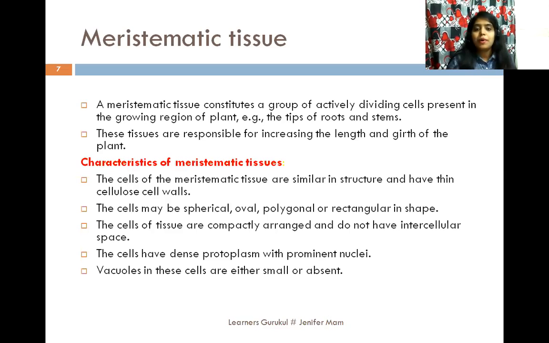Now let's see some of the characteristics of meristematic tissues. They are similar in structure and they have a thin cellulose cell wall. They exist in different shapes like spherical, oval, polygonal, or rectangular. The cells are arranged without any intercellular spaces, so they are very compactly arranged. They have dense protoplasm and a prominent nucleus inside. The vacuoles are either small or absent.